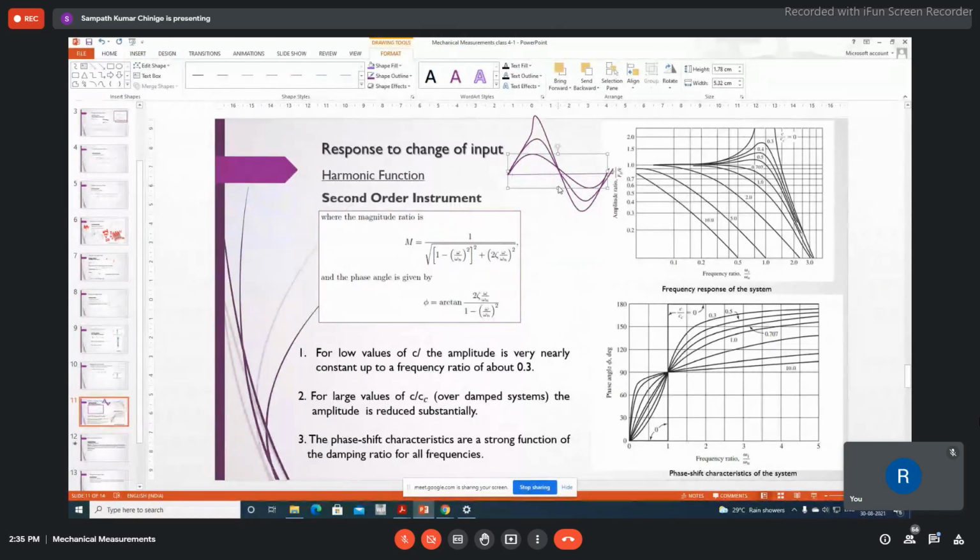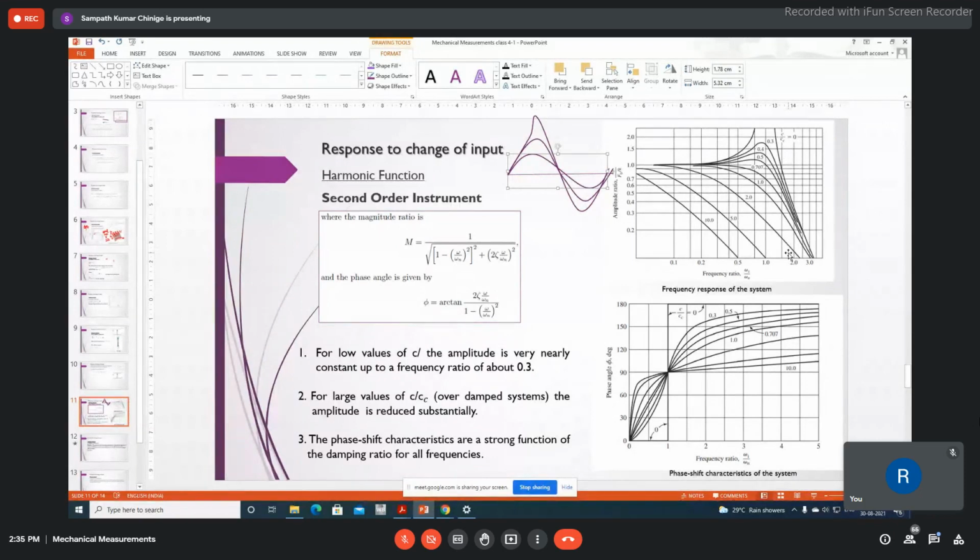Yes, sir. So for large values of zeta ratio, the amplitude is reduced substantially. For very low values of C and with very high frequency, that means if you are giving the frequency pretty higher, the output may be so annoying. That means it may be going distorted. You may not even understand what the output is. So from this, you will be able to understand.